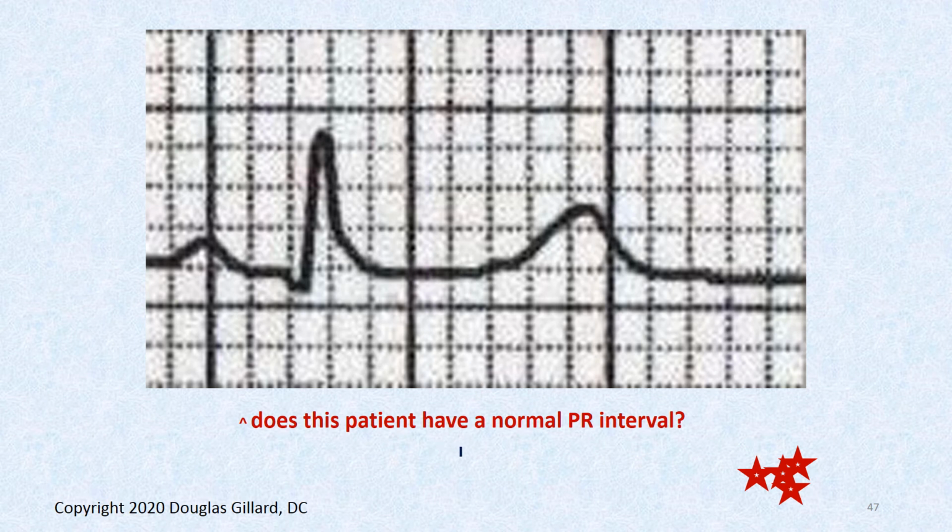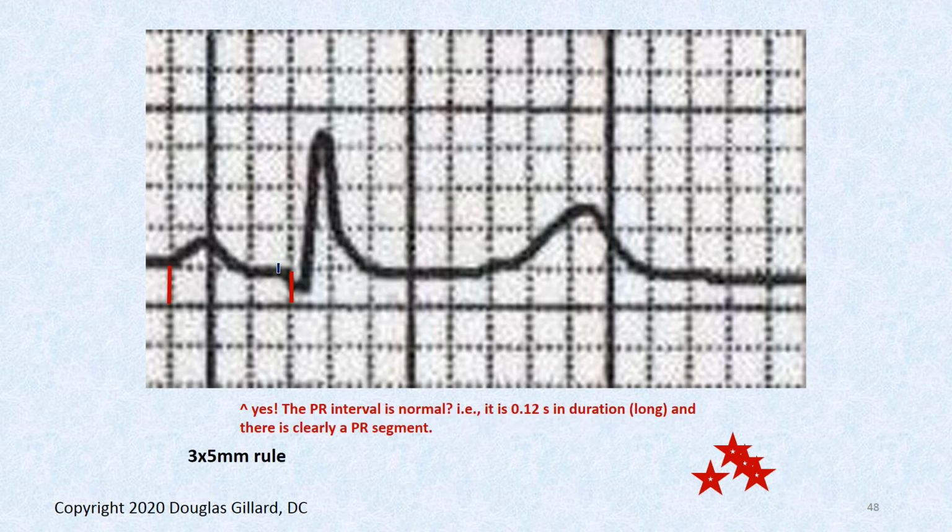Does this patient have a PR interval? Well, there's the P wave, a normal P wave, QRS complex, T wave. But there's the PR segment. Yeah, this is normal. There's the P wave, PR segment. So that's fine. Everybody's good. And we can measure it. It's got to be between 3 and 5 little boxes. So 1, 2, 3. It's just at 3. A lot of times you'll see them just about 3.